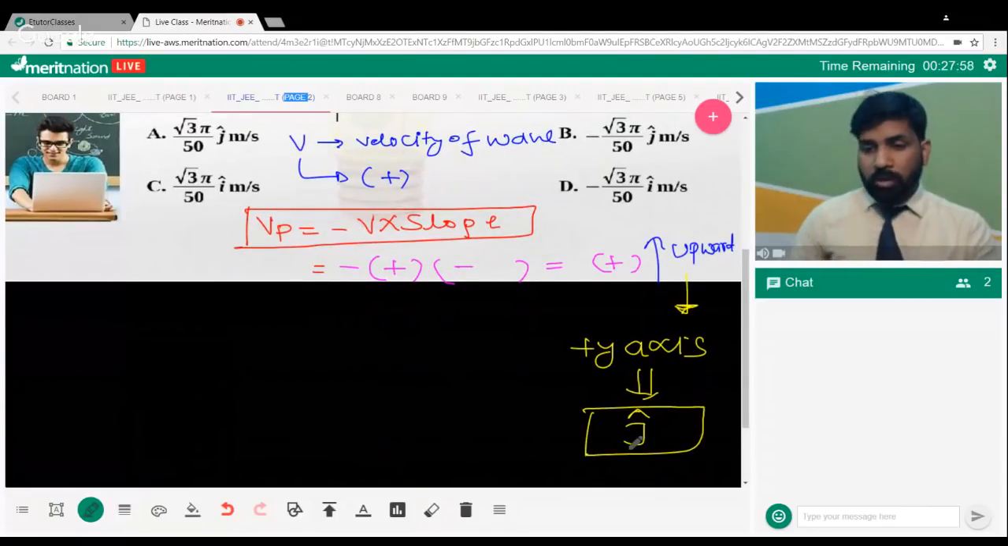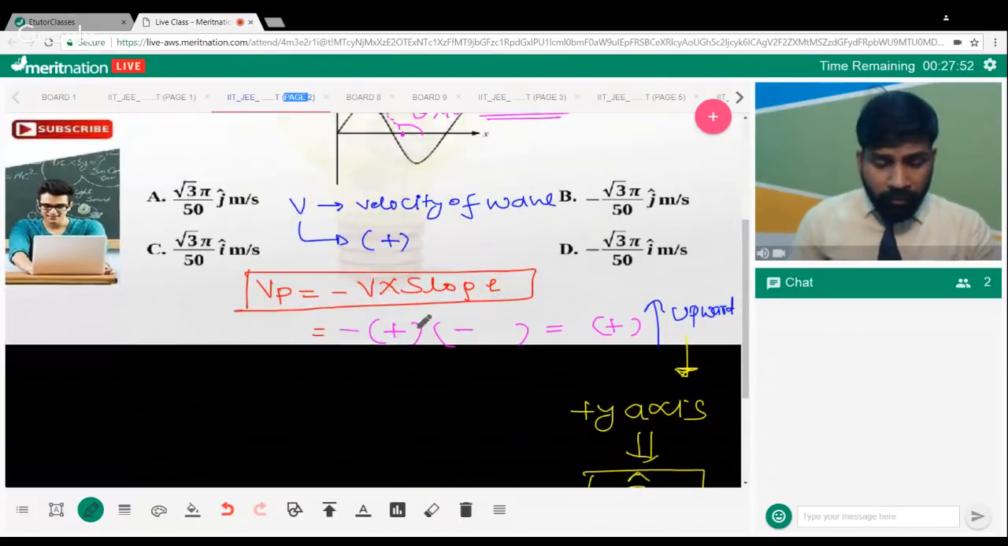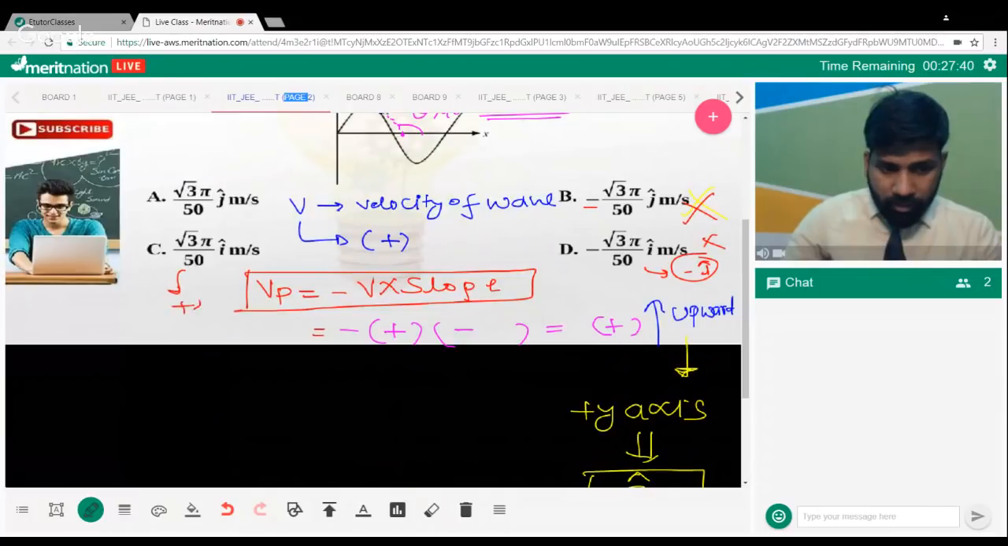Plus j means what? Plus j means the direction of the particle is in the positive y-axis. So if we look at these four options, you can see option B is incorrect, because here it is minus j. Here the direction is minus i, that is incorrect. Here the direction is plus i, that is incorrect.